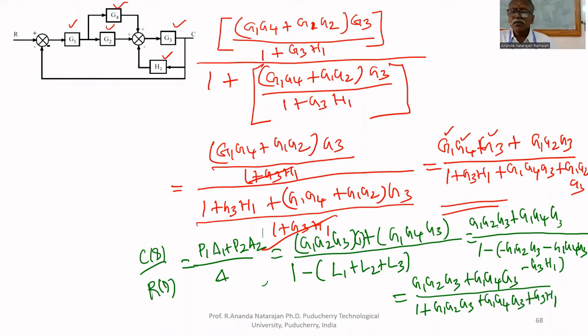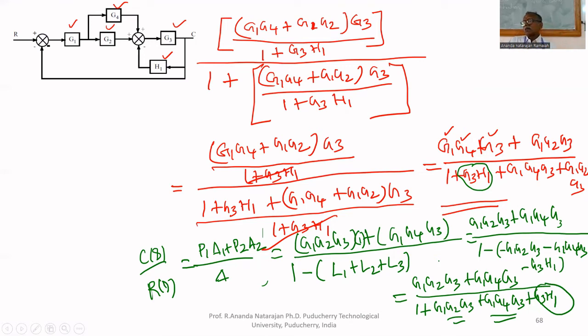What did we get? G3 H1 in the 1 plus is there. Here also 1 plus G3 H1, yes, it is there. G1 G4 G3 is also there, and G1 G2 G3 is also there. The numerator G1 G4 G3 is there, and G1 G2 G3 is also there. In both methods, we got the same result. The first method is called block diagram reduction. The second one is called signal flow graph. You have to convert the given block diagram into a signal flow graph, and then you have to obtain the mathematical model.